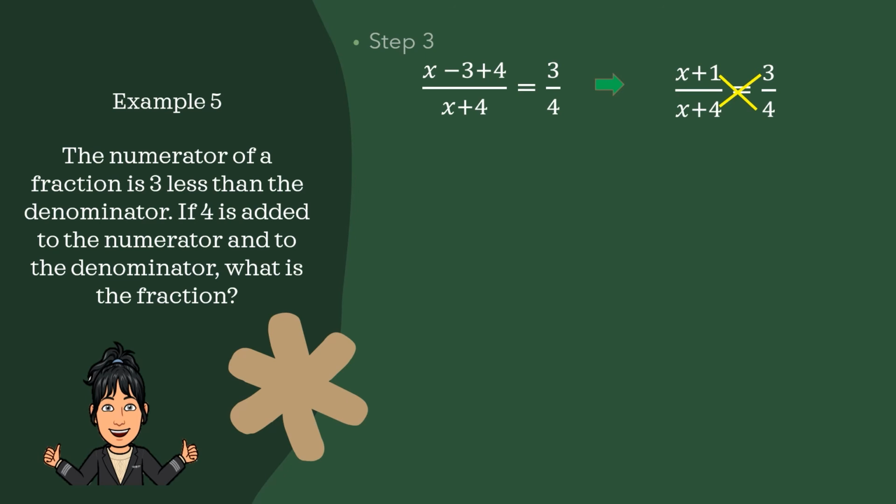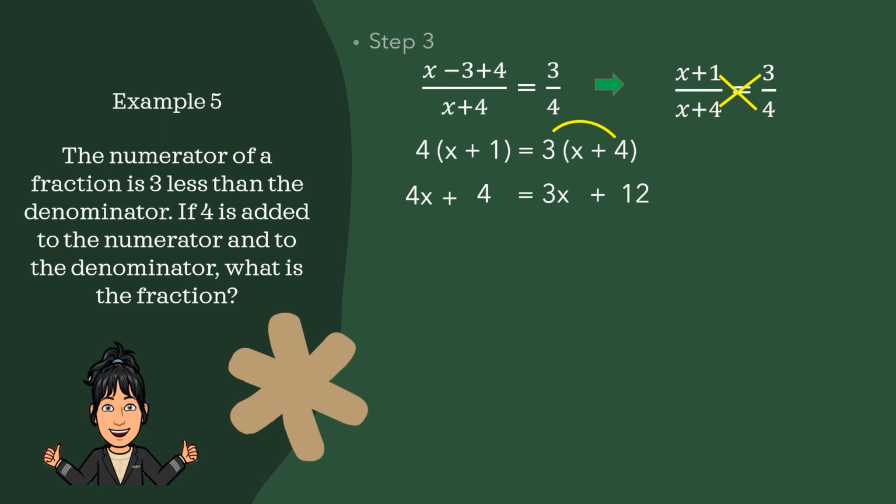Using cross multiplication, we have now 4 times the quantity x plus 1 equals 3 times the quantity x plus 4. Using distributive property, 4 times x is 4x. 4 times 1 is positive 4 equals 3 times x is 3x. And 3 times positive 4 is positive 12.